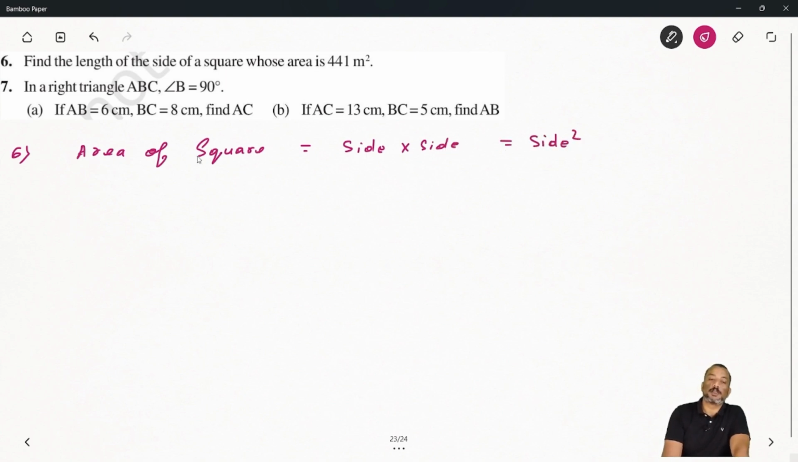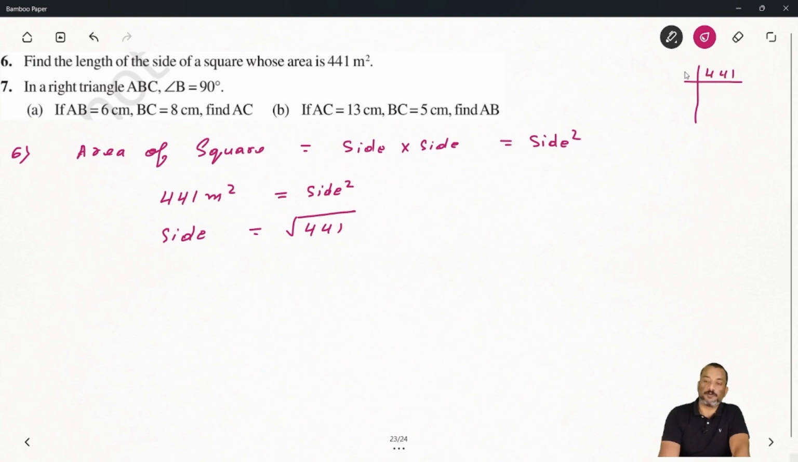Now the area is given and it is asking us to find the length of the side. So area is equal to 441 meter square, which is equal to side square. Side square will transpose to the other side, so side is equal to the square root of 441. Now you can find the square root of 441.